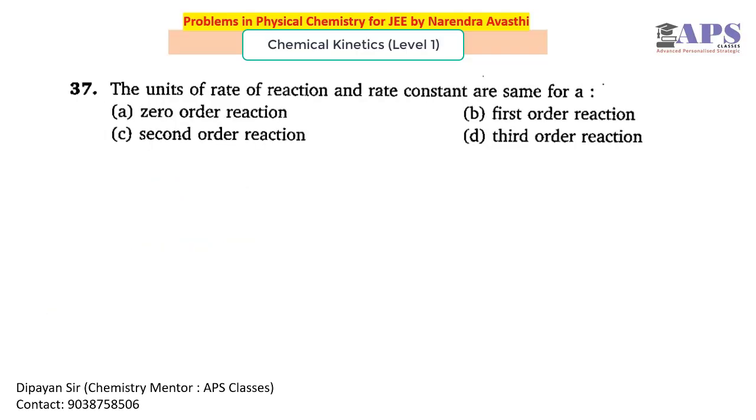For question number 37, if the rate and rate constant unit is the same, that indicates that A0 to the power 0 should be the case. In this case only, the rate and rate constant can have the same unit or the same value. So it indicates that it is a zero order reaction.